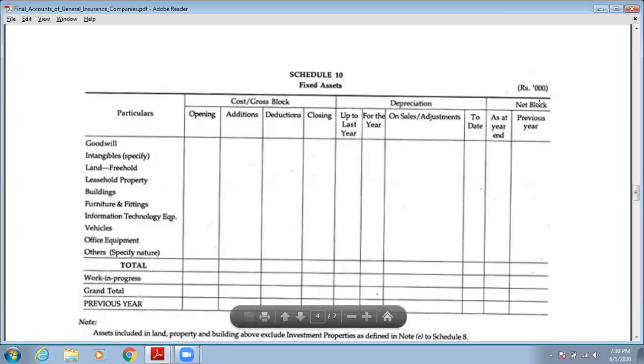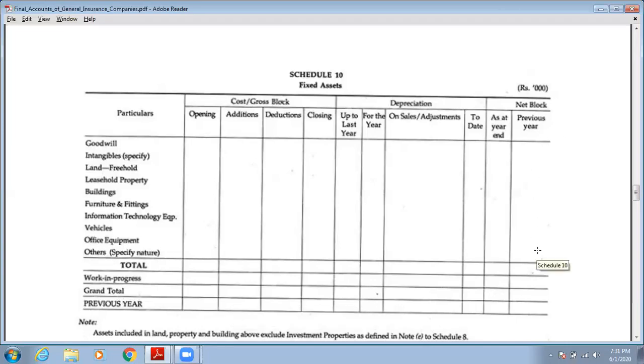Then you will write net block, net block at year end. At the year end, how much amount is for the assets, and the previous year's amount, you will write. So net block means, suppose you have 5 to 6 assets in your block, then at year end how much balance of the assets remained in that block, and what was the balance in the previous year.